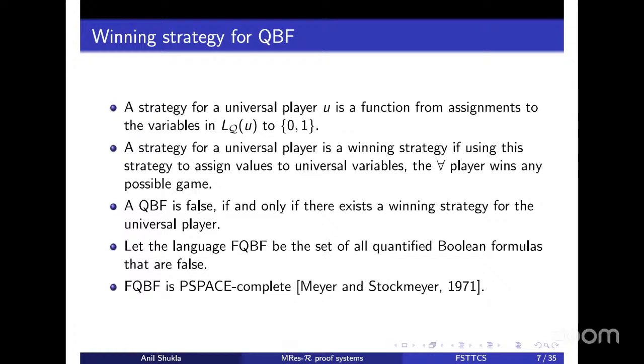So I can define a strategy for a universal variable. What is a strategy? It is a function. It has to give values for u in 0 and 1, right? And what is the domain? All existential variables to the left of u. So for all assignments, this strategy should give me 0 or 1. And I will say that this strategy is a winning strategy for the universal player if, however the existential player will play, the universal player, if they use this strategy, will win the match.